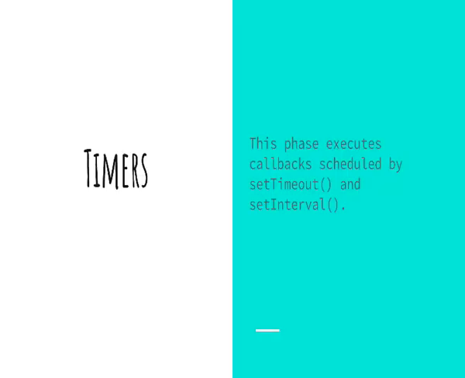So timers, this is the first phase, if you will. It executes the callbacks scheduled by setTimeout and setInterval. So these are the kind of scheduling things that happen a certain amount of time later, like setTimeout 10 seconds, and your callback will fire in 10 seconds. Or setInterval and have something run every second. For example, echoing out hello Doge to the console every second if you really fancied that.